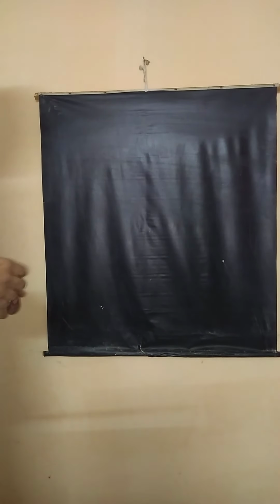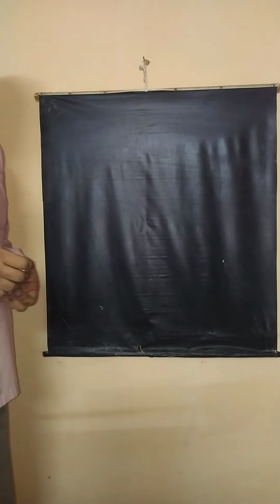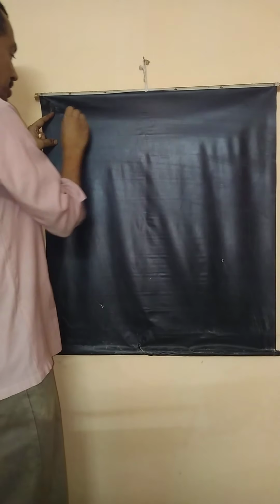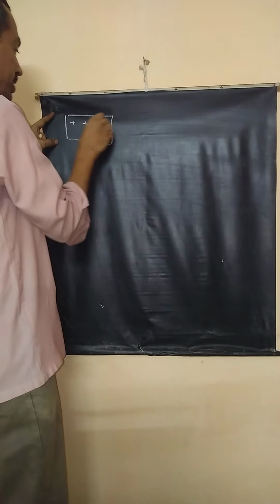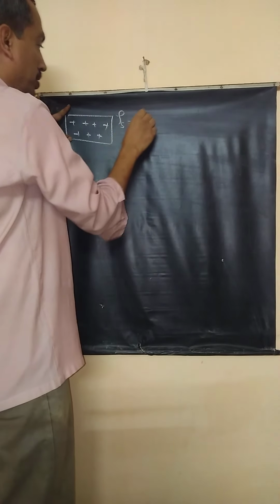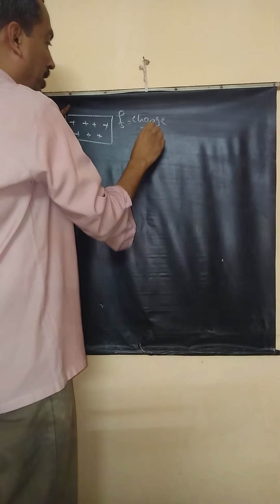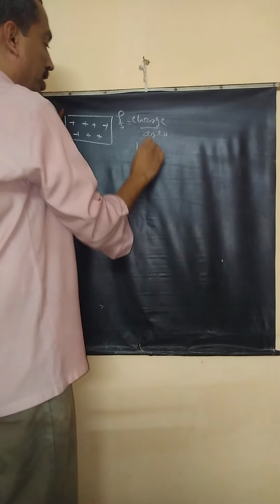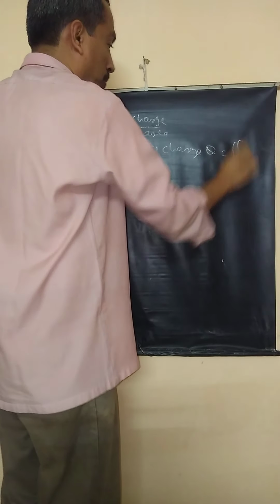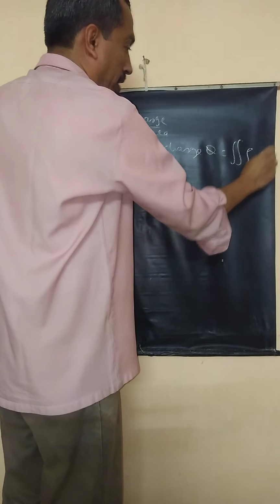I'll continue with the charge distribution for surface distribution. Suppose the charges are distributed on a surface like this, and let the charge per unit area be rho s. Then how do we represent the total charge? Q is equal to charge per unit area into total area.